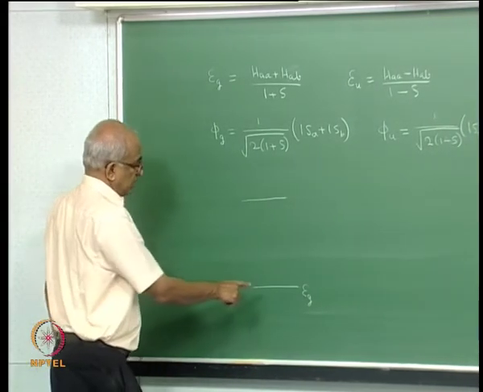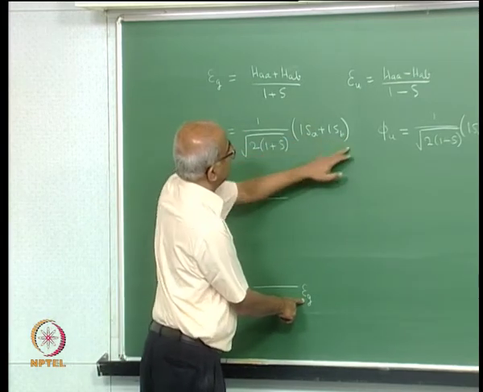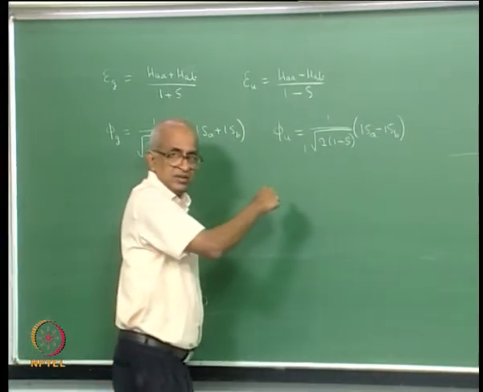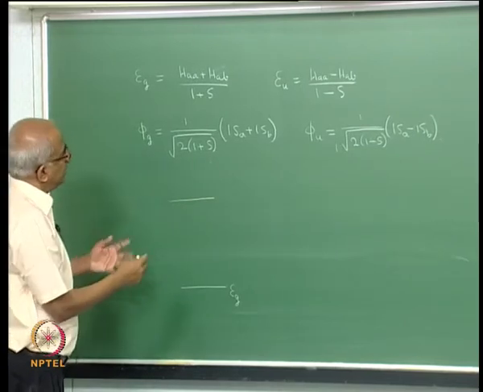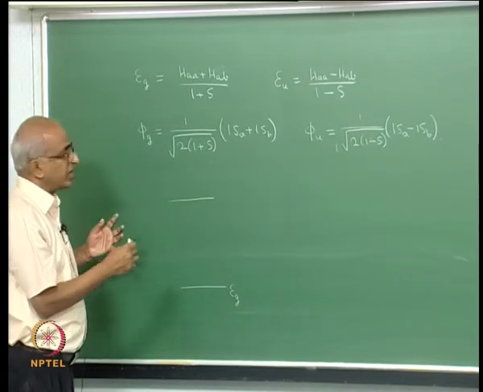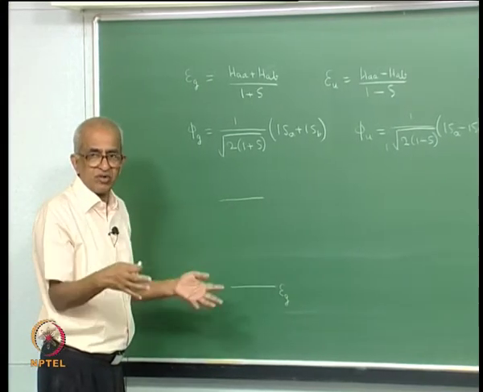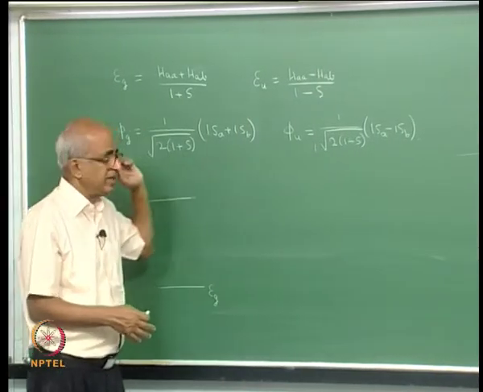Now, Eg represents the energy of this particular state, while Eu represents the energy of that state. These are things that we will refer to as molecular orbitals, because as we will see, these are orbitals that extend throughout the molecule. So, this is a molecular orbital, that is a molecular orbital.